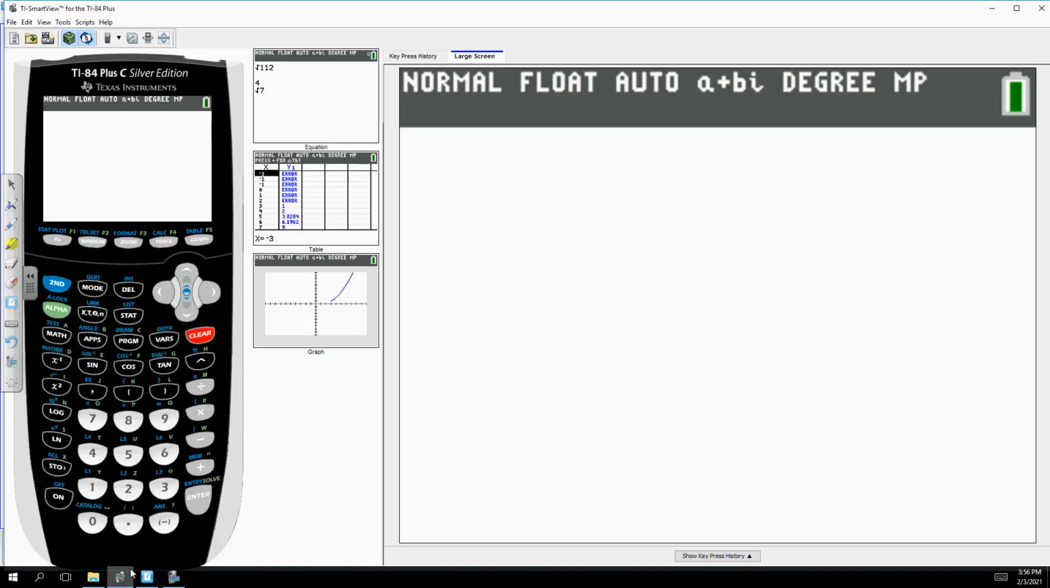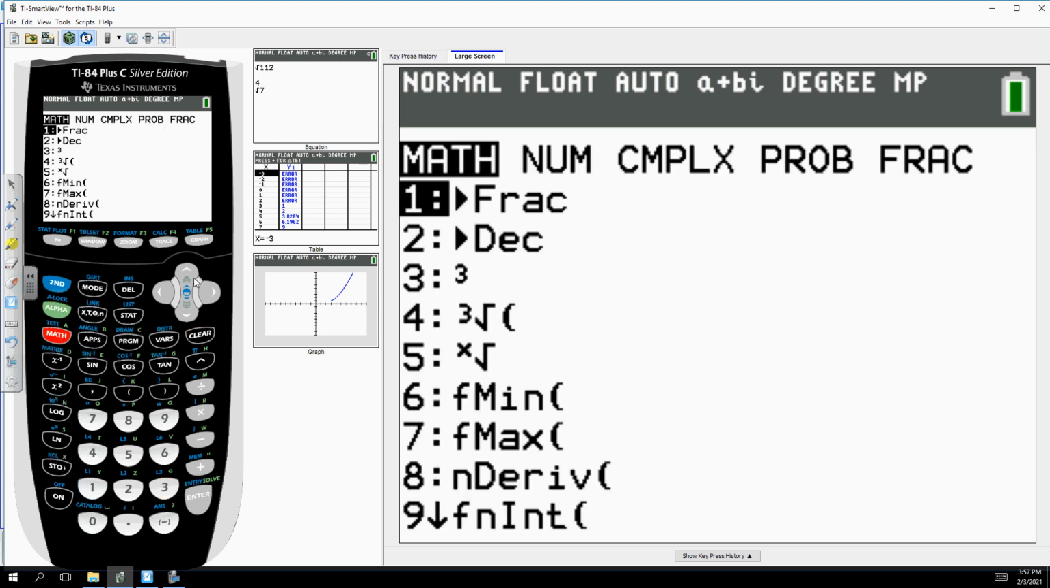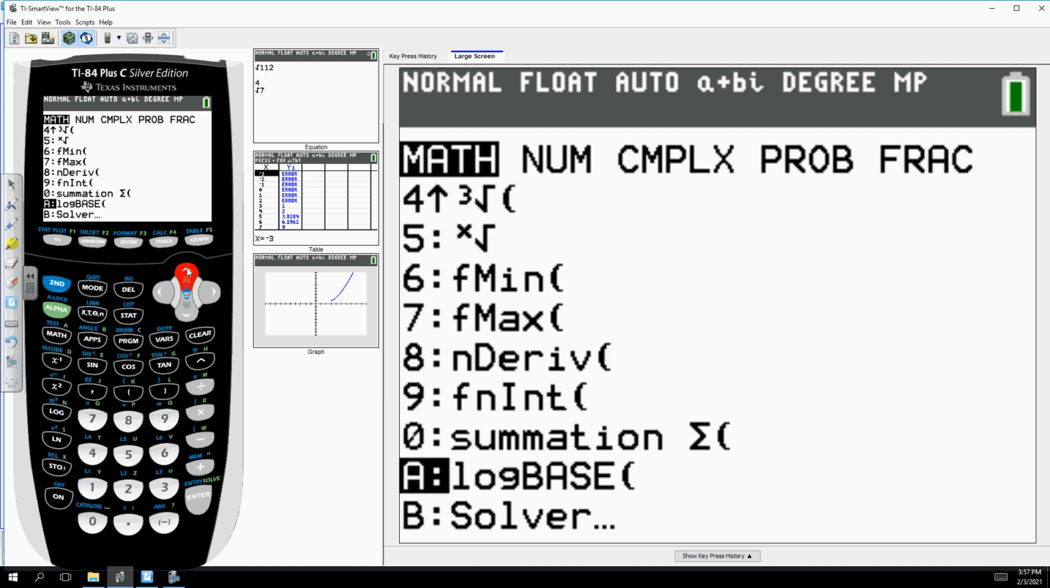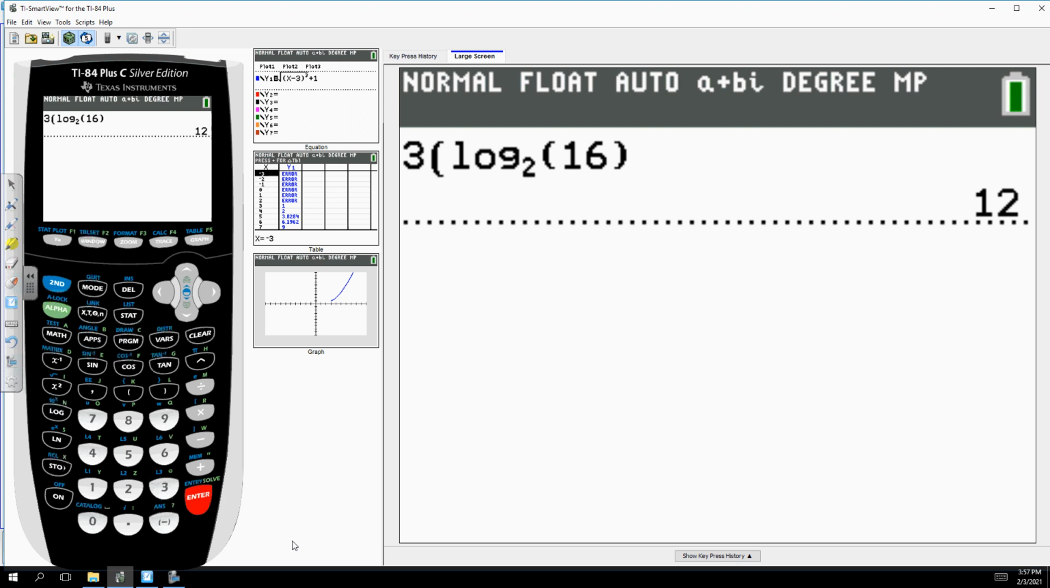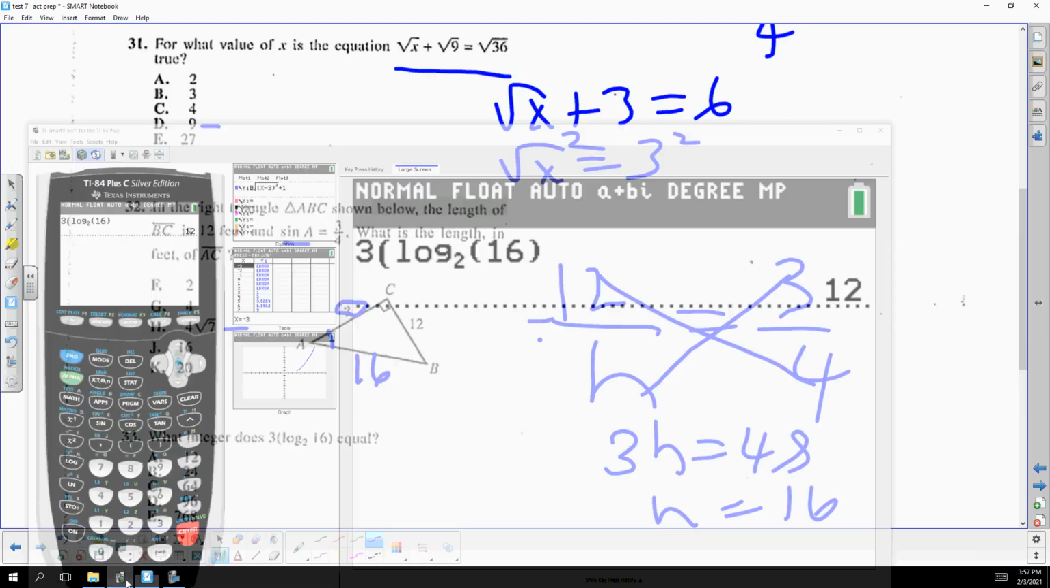33 you're going to love. I put the darn thing right into the calculator. 3, open parentheses, math, you go down to log base. And it's 216. Believe, that's all, folks. The answer is 12, choice A. Isn't this grand?